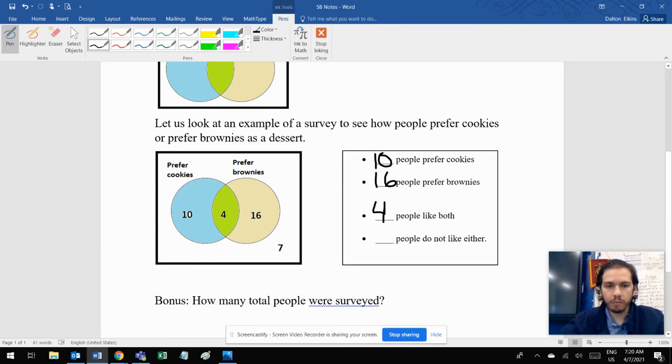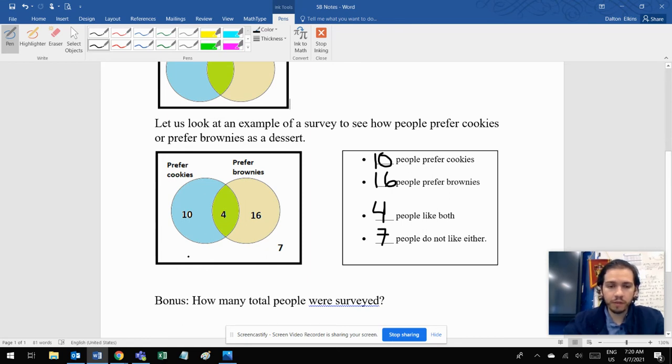Now you may have noticed something else that's kind of sticking out to you, this 7 that's kind of randomly out here. The 7 is not in this circle or this circle, and it's not in the overlap, so it represents the people who like neither. And that is how we determine what a Venn diagram is saying, based on looking at where the numbers are placed in what circle.